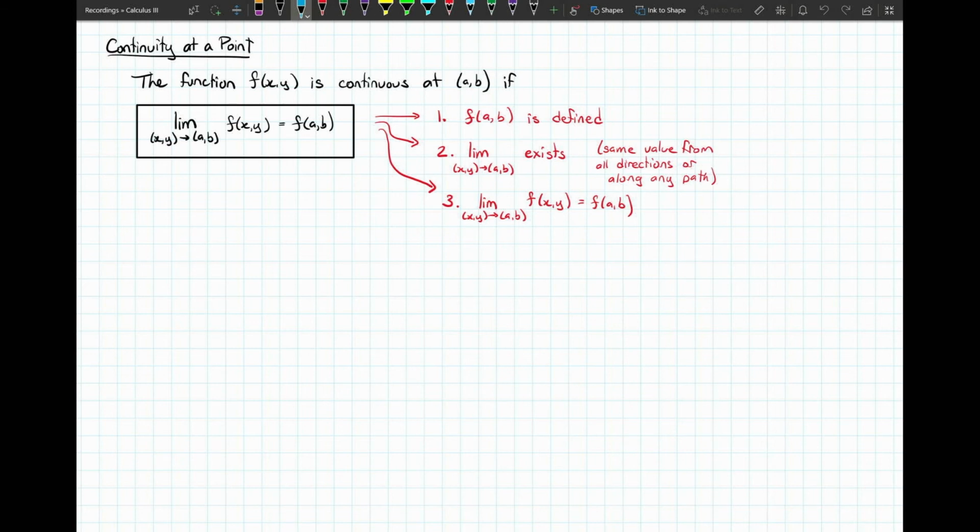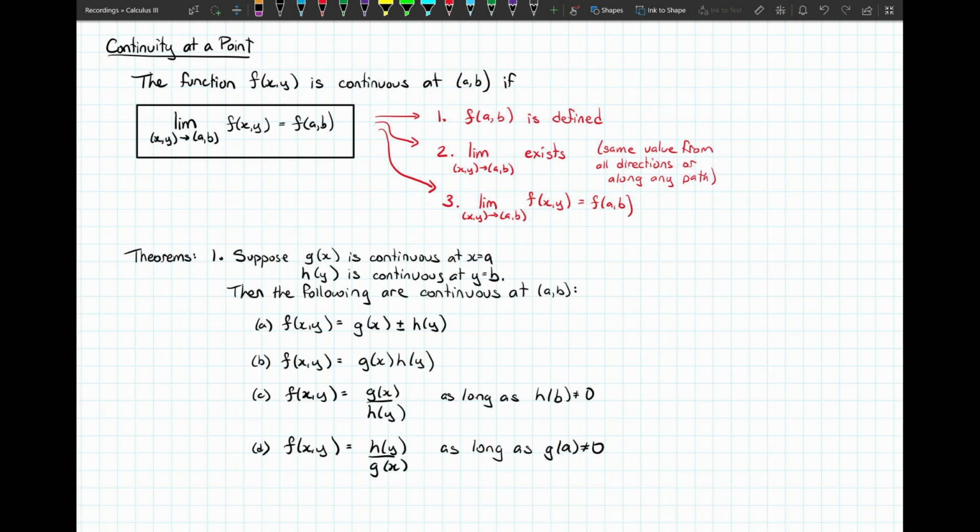Now, luckily, we have a few theorems so that we can show that a function is continuous at a point in a little bit easier way than just using the definition. In this first theorem here, we're going to start off with just two single variable functions, g and h. And let's use different variables, g of x and h of y.